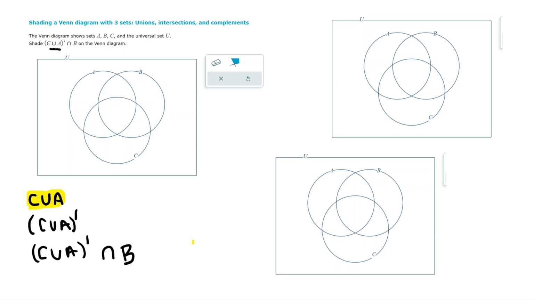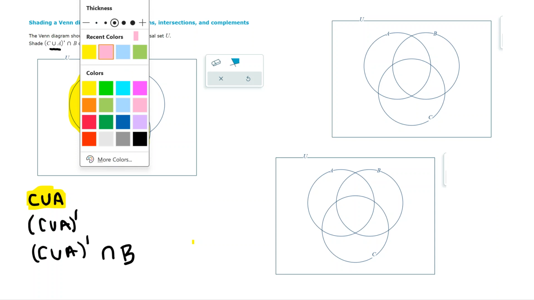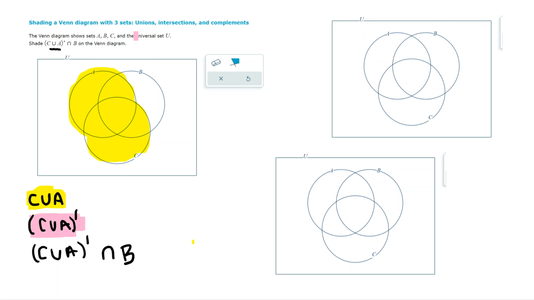C union A, that means to color in everything that's in C and also color in everything that's in A. That's what union means. So in my first picture, there's A, and there's C. I'm going to color that in. So this is C union A right there. That's my first step.